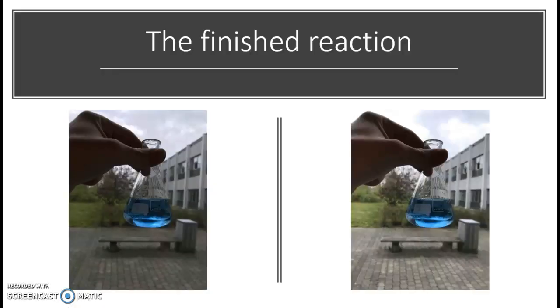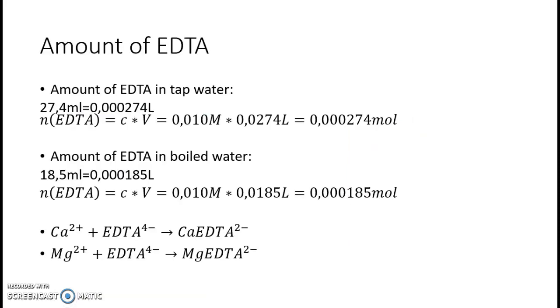Here you can see the pictures of the finished reaction where the water is completely blue, and also here with the boiled water. And then we have to figure out the amount of EDTA we used. In tap water, we used 27.4 milliliters, which is the same as 0.0274 liters.